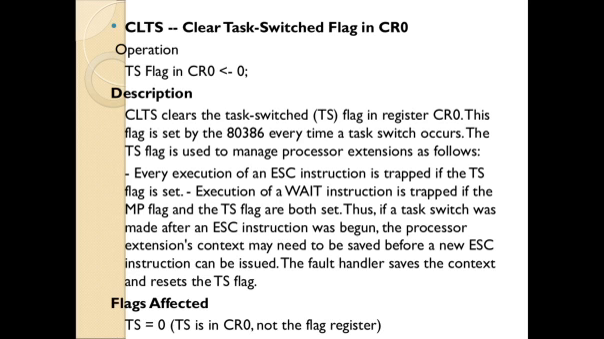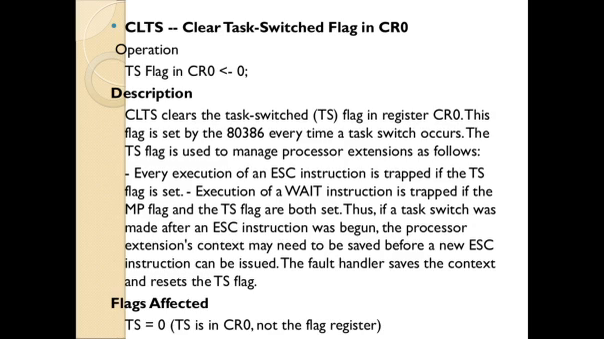The second instruction is CLTS, clear task switched flag, which is present in control register 0. Now how it works: the TS flag in CR0 will be set to 0. So this is the TS flag which is present in control register 0. CLTS clears the task switch flag in register CR0. This flag is set by the 386 every time a task switch occurs. So when there is a switching from one task to another, the 386 processor will set the flag. When we execute CLTS, it will be cleared, set to 0.